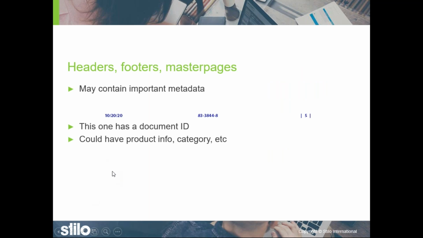There's other things that may be in the headers and the footers and the master pages of your document as well. So I just took this little snippet from that same sample FrameMaker document, and it's got the date, as you can see, in the page number, but it has this number in the middle as well. So this might be a document ID. There could be all kinds of other information that's in there as well: product info, version numbers, categories, alternate titles, lots of things that can be stored in there. So these things might be very useful for us to keep.